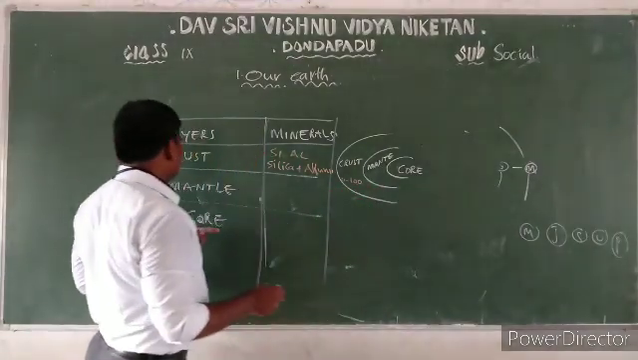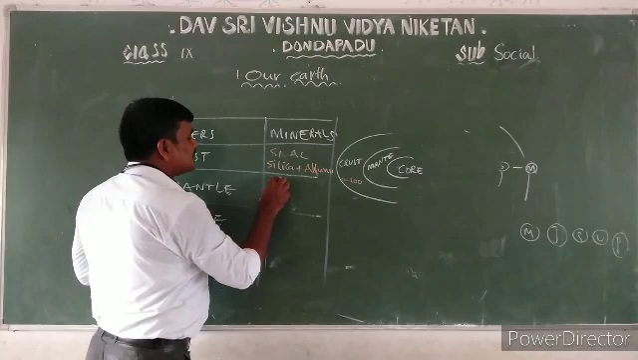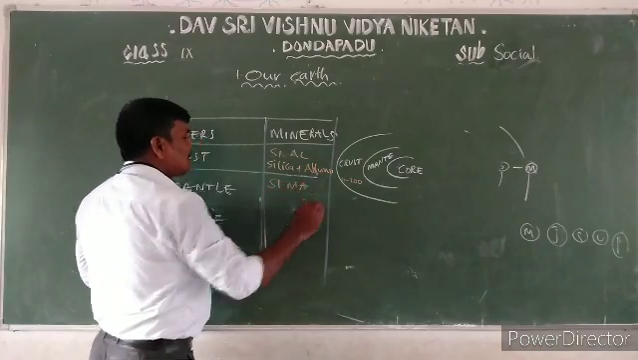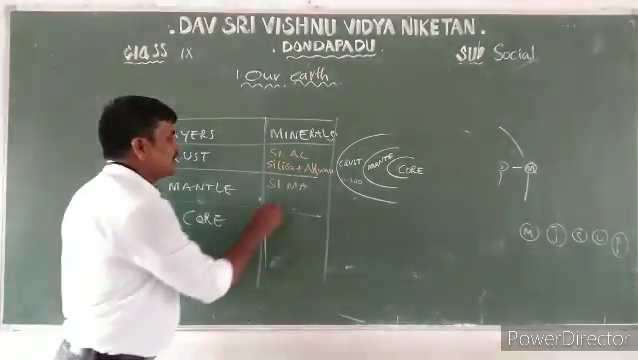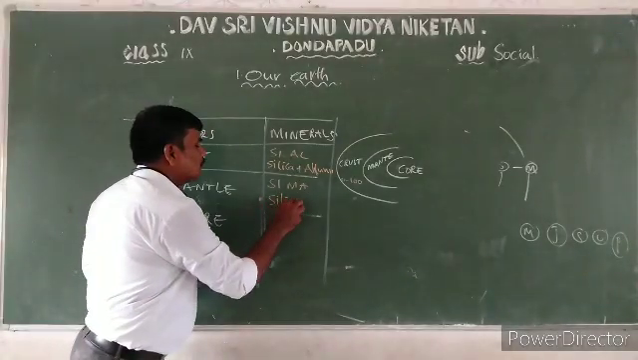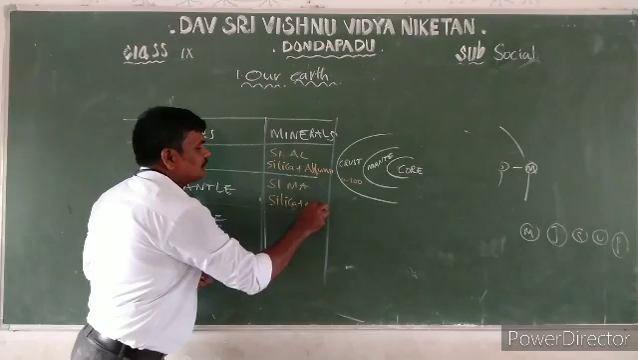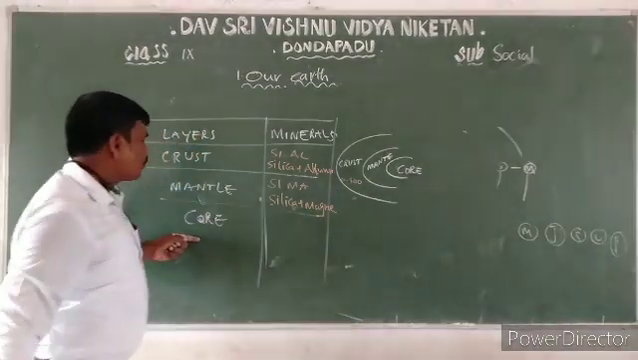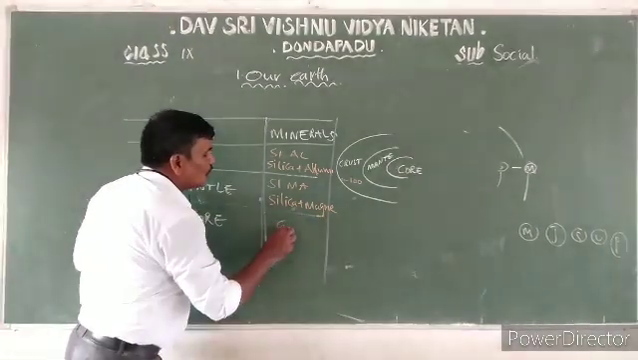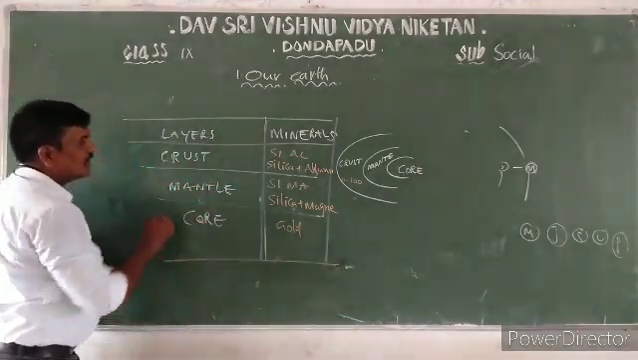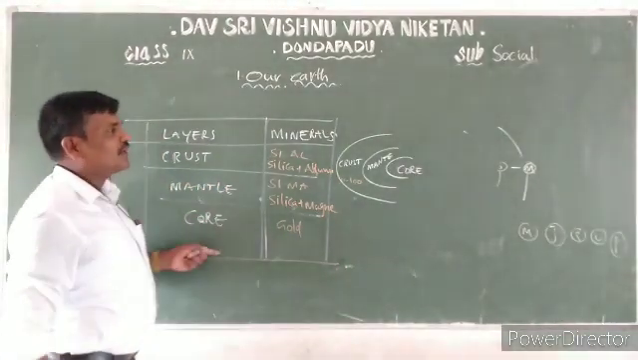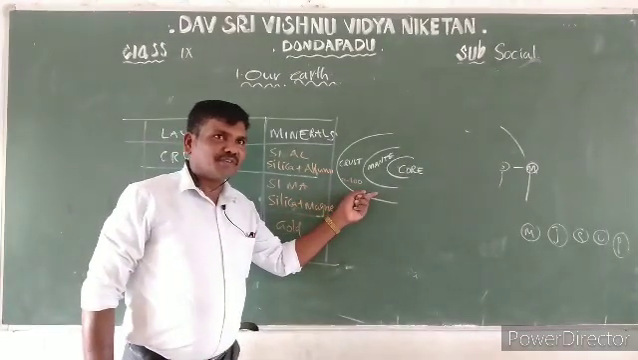Next, the mantle. Which material do we get here? Sima, silica plus magnesium. And next, the core. In the core we get gold. So these are the earth's layers, and we get these types of minerals there.